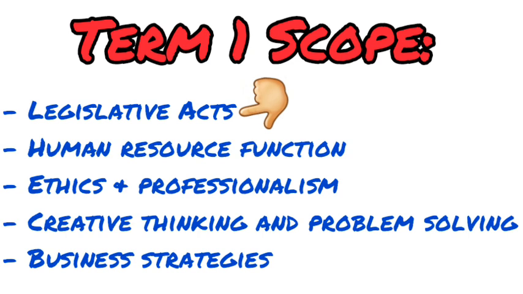So we have legislative acts as number 1. You know that you have 9 acts in there, and every single one of those 9 acts can be your essay. They can make an essay out of any one of the 9 acts. And then you have the human resource function. The human resource function has different sections, like recruitment and selection, and all of those different things can also be made into an essay.